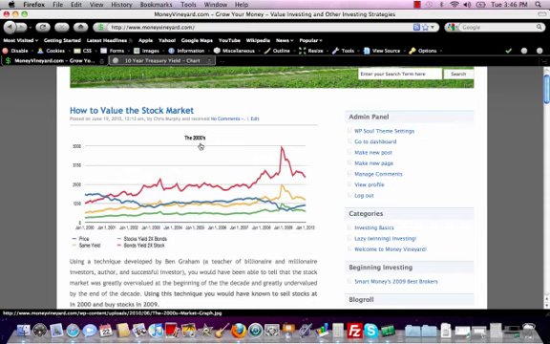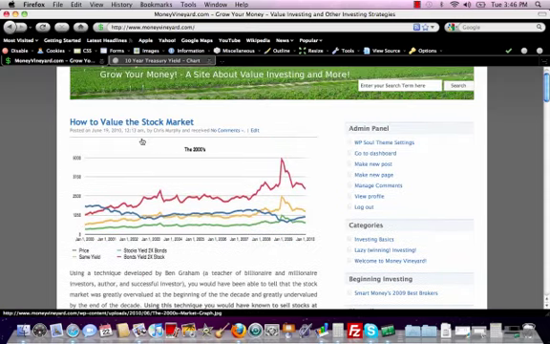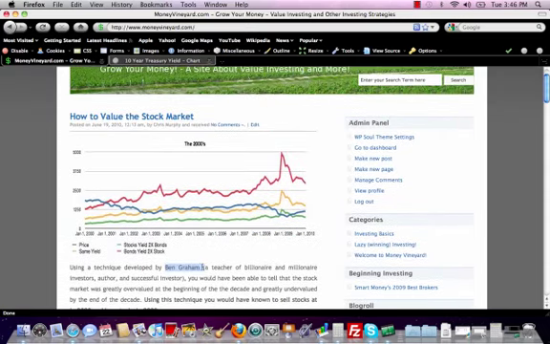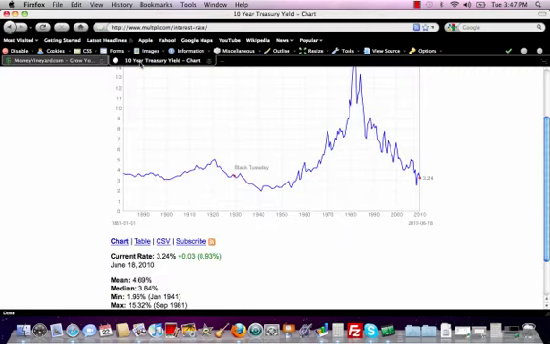And this technique was developed by Ben Graham, a pretty well-known investor and teacher, the guy that taught Warren Buffett, a billionaire investor these days. Ben Graham developed this technique, and here's a cheater's way to calculate it really quick.